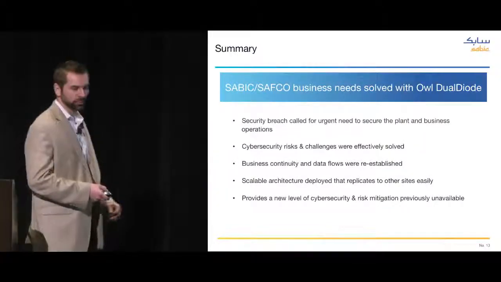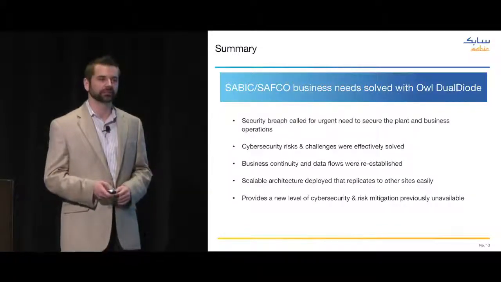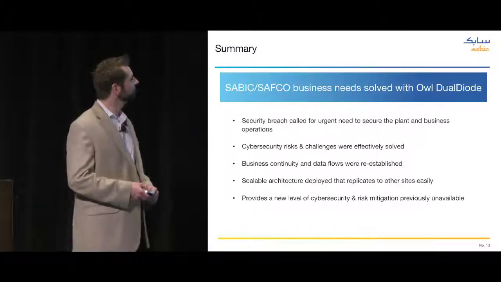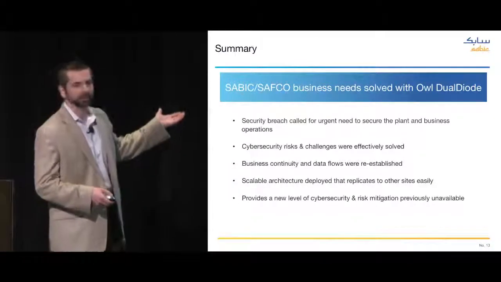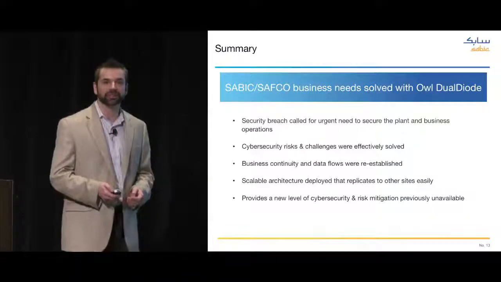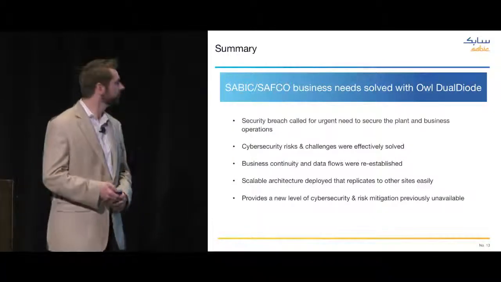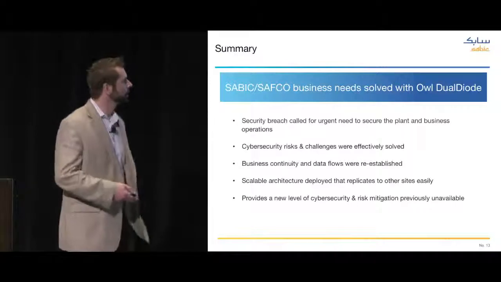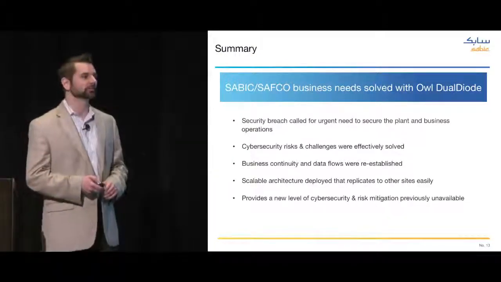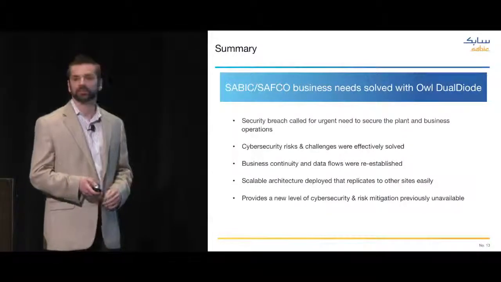So here are a couple of key points about the business needs that were required that we were able to safeguard. Security breach called for urgent need to secure the plant and business operations. Cybersecurity risks and challenges were effectively solved. Business continuity and data flows were reestablished. And a scalable architecture deployed that replicates to other sites easily. Very modular design. And provides a new level of cybersecurity and risk mitigation previously unavailable.